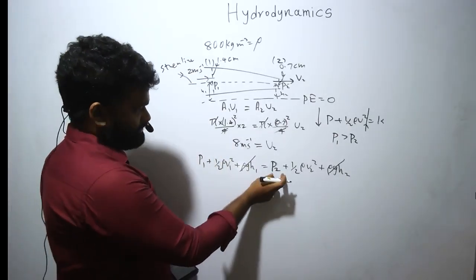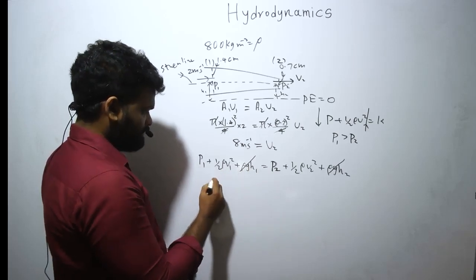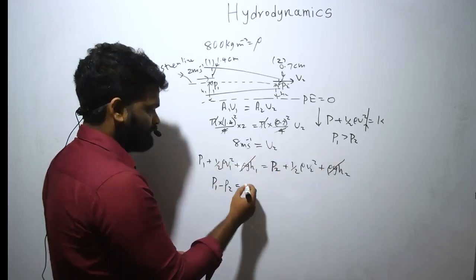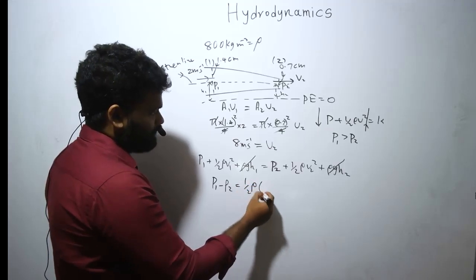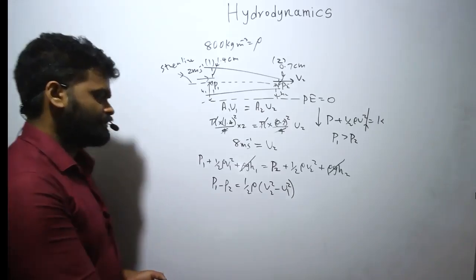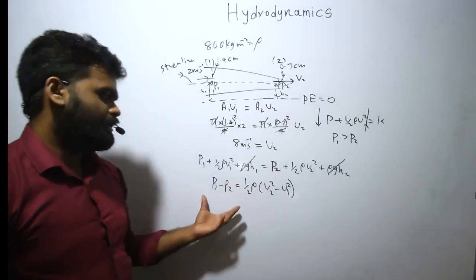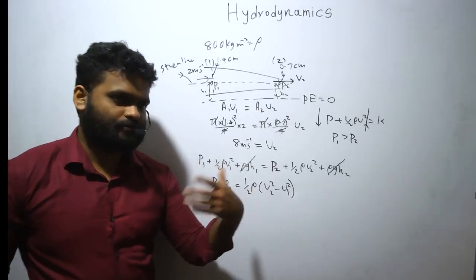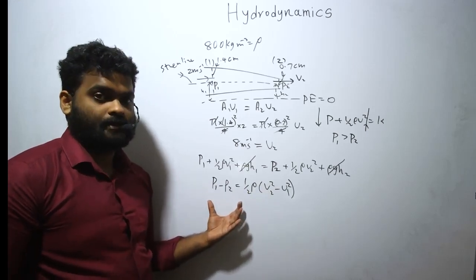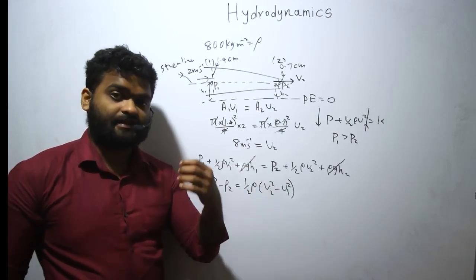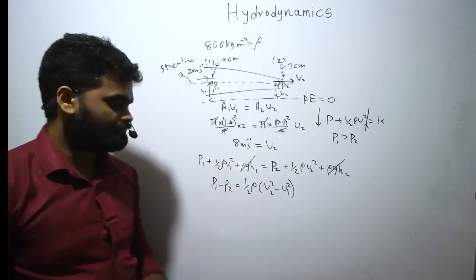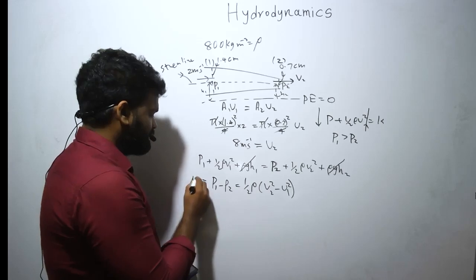Then you have to take P2 to this side: P1 minus P2. Put the other terms to the other side. I'm taking half rho out. So this is V2 squared minus V1 squared. So this is the equation. If you have done so many questions, you can directly think about this equation. When it is an MCQ, just directly apply this equation. So this is the pressure difference.